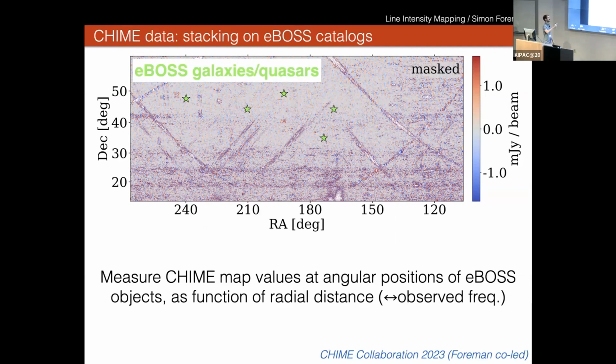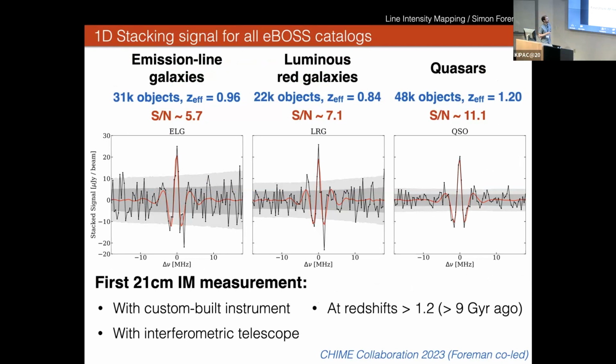What we expect to get is some kind of line of sight profile of the 21 centimeter emission around each one of these catalog objects. And since we need to do some statistics, we average over all of the objects in these catalogs. And these are the results we get after we do this.